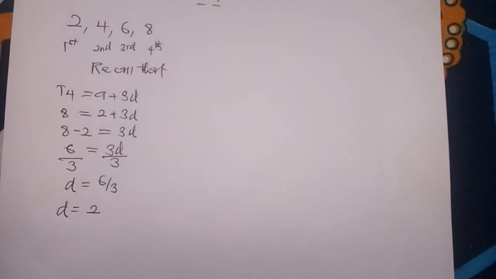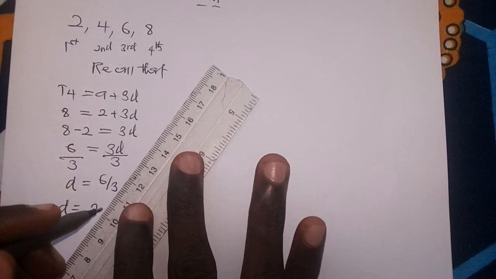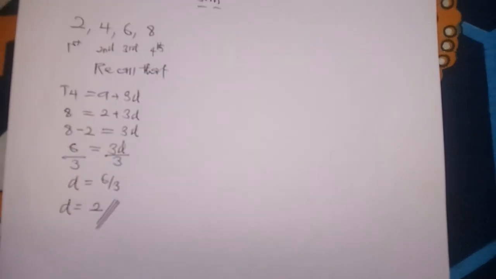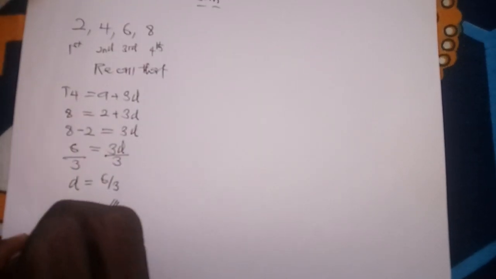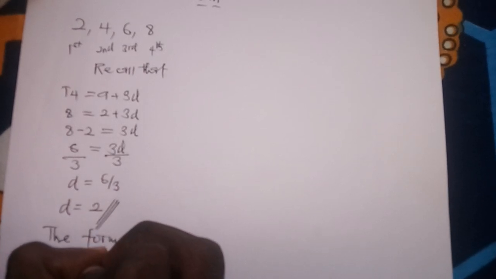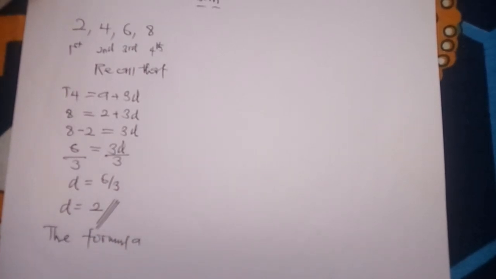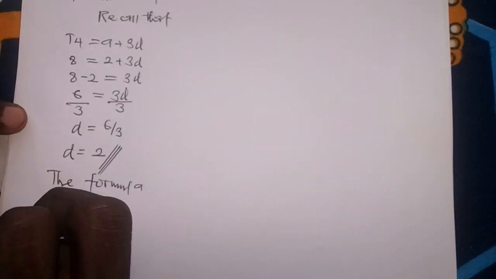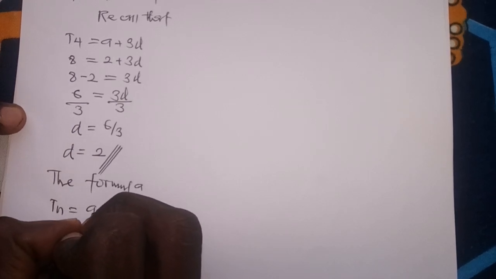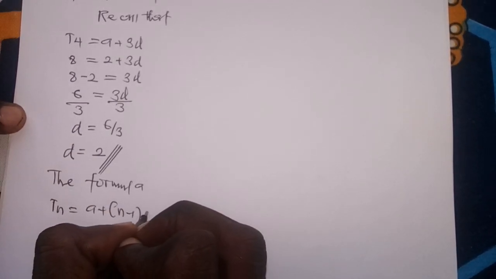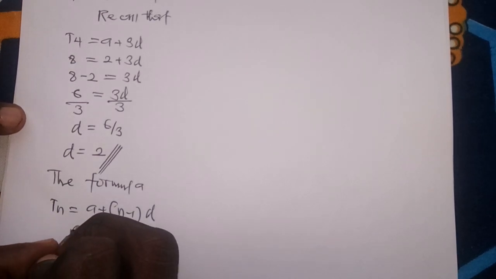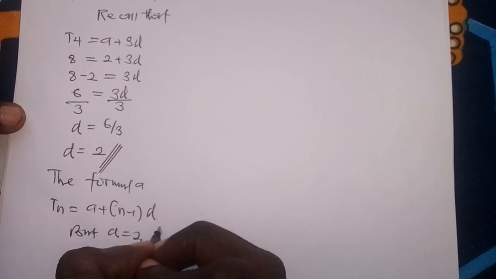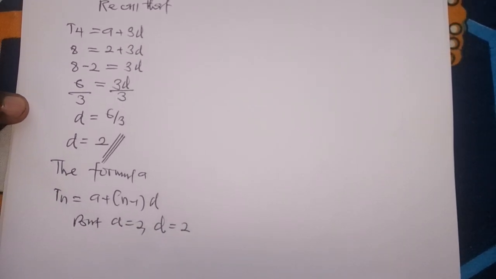Okay, this is our common difference, but the question says we have to find a formula. Now, finding a formula, we say the nth term is equal to a plus n minus 1 times d. But we know the first term that we are given is 2, and the common difference also becomes 2. We substitute right away.